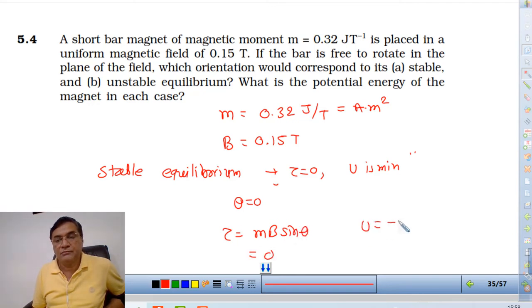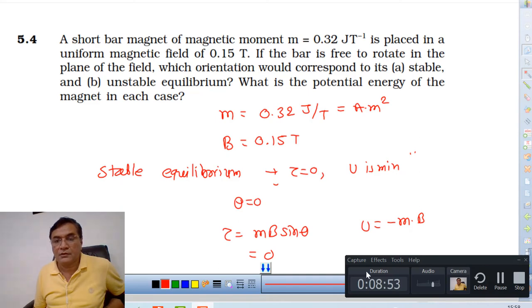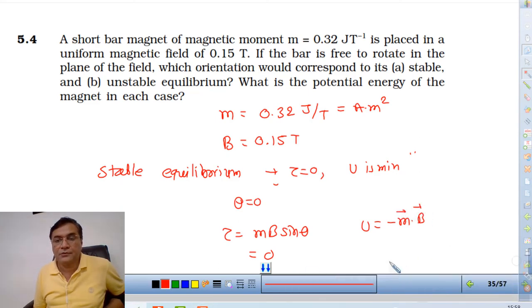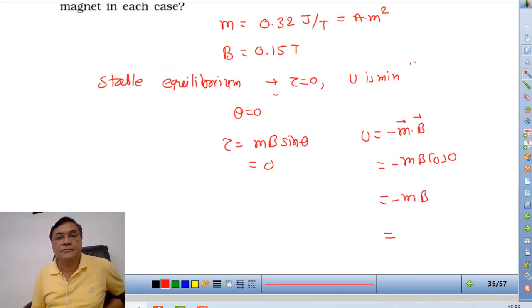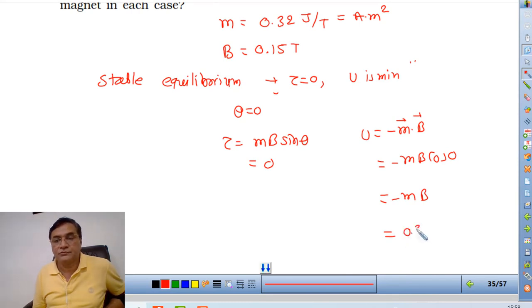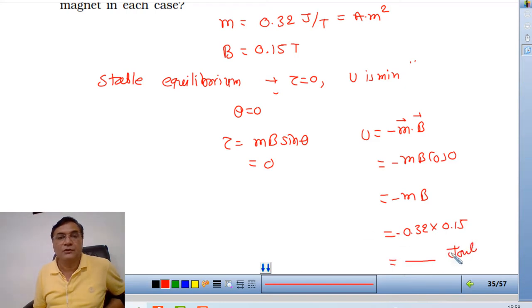U is equal to minus m dot B, and therefore minus mB cos 0, so that comes out to be minus mB. You have the given value of m, that is 0.32 into 0.15. I leave it to you, the answer will be in joule.